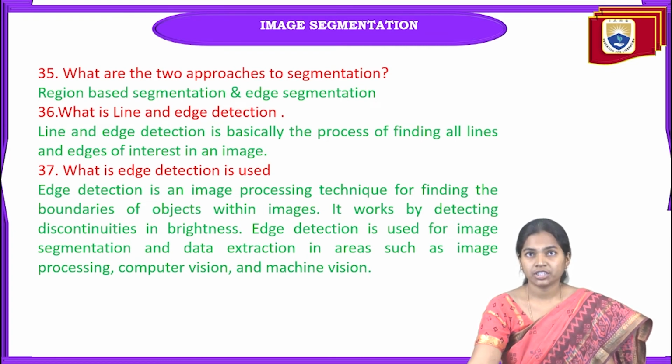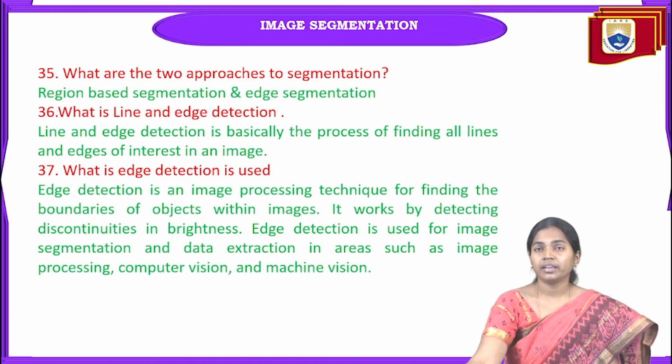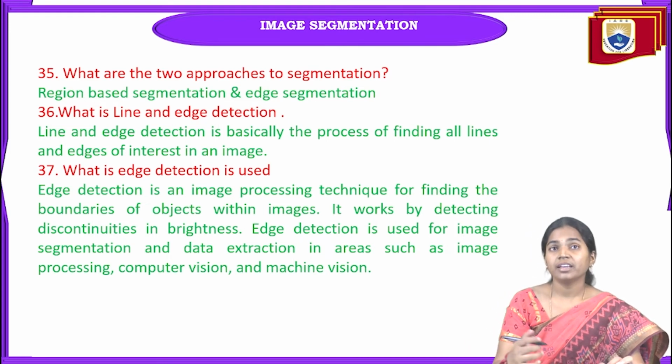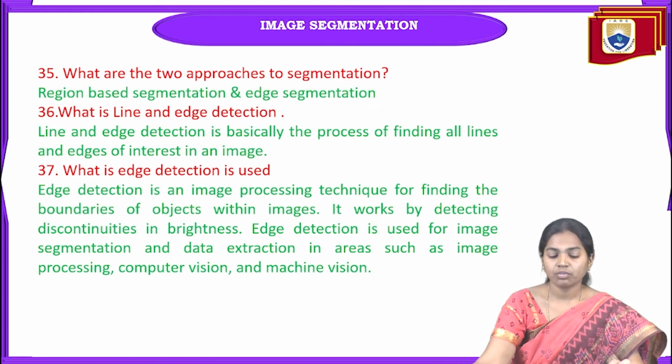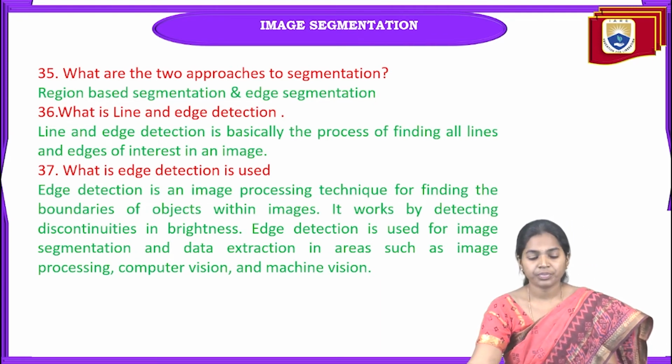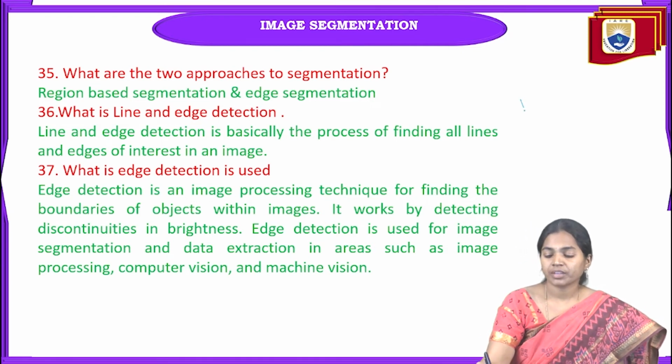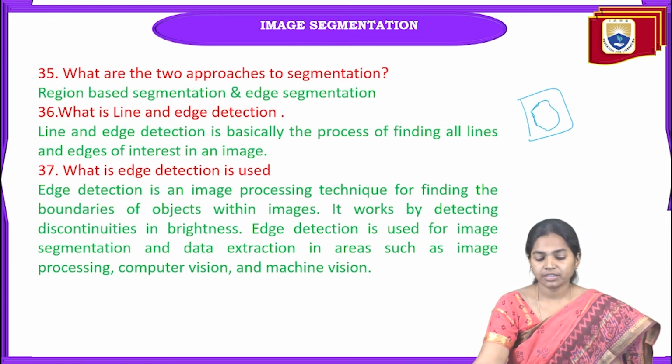So what is line and edge detection? Line and edge detection is basically the process of finding all lines and edges of interest in an image. What is edge detection used for? Edge detection is an image processing technique for finding the boundaries of objects within an image, and it works by detecting discontinuities in brightness.